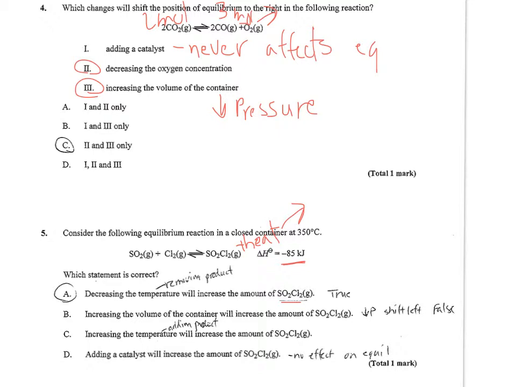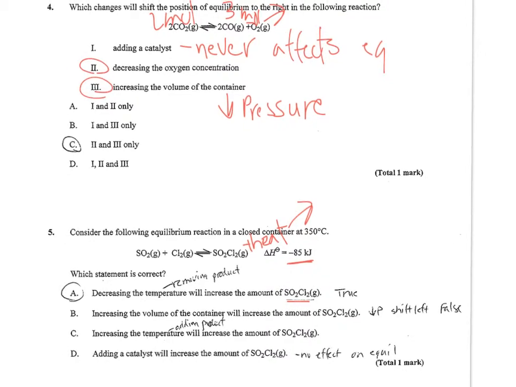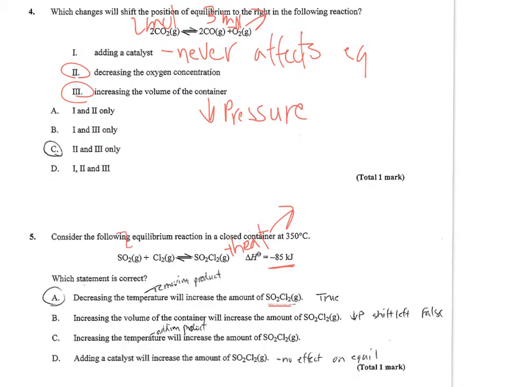Increasing the volume of the container will increase the amount of SO2Cl2. This is a similar situation to the one above because I've got 2 moles of reactant and just 1 mole of product. But in this case, I've got the more crowded side on the reactant side, so increasing the volume is going to decrease the pressure, but it's going to shift the equilibrium to the left, not to the right. So this is false in this case.